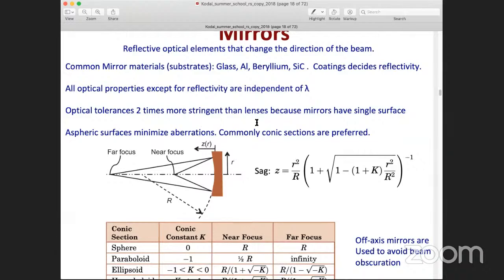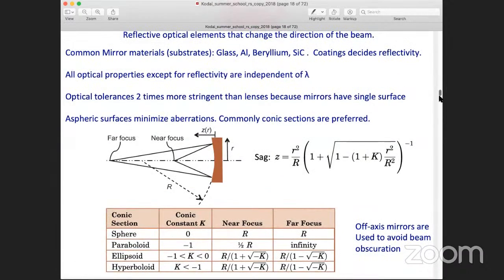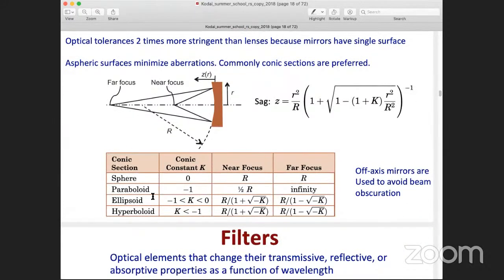Optical tolerances for mirrors are 2 times more stringent than for lenses, because mirrors have a single surface. In lenses we have the radius of one surface and two surfaces, whereas a mirror has only one single surface, so the optical tolerances are very stringent. Aspheric surfaces minimize the aberration, and commonly known conic sections are preferred. For example, most telescope primary mirrors will be a parabolic mirror, to avoid spherical aberration.